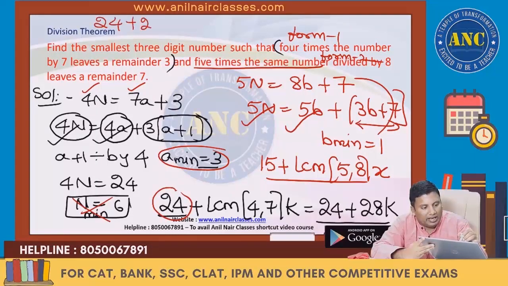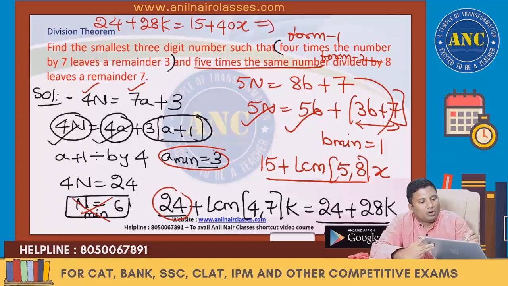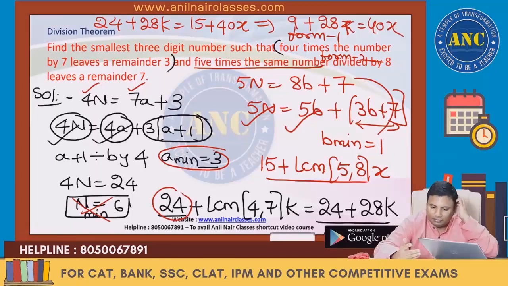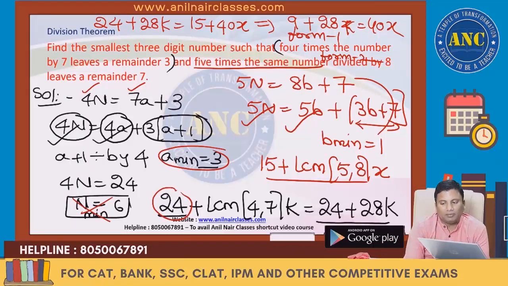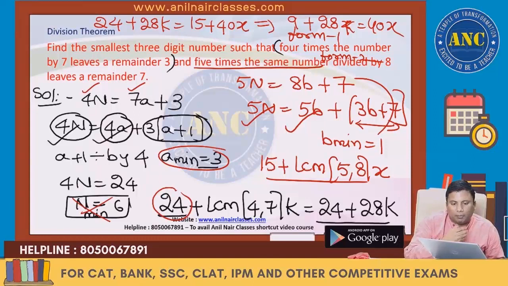24 plus 28k is equivalent to 15 plus 40x. So, this will become 24 minus 15 is 9, 9 plus 28k equivalent to 40x. Are you all with me? Idea clear? Equate both of them. Check what is the lowest value that will satisfy that one. In case you are not getting it, ask me. It is a little bit of a step-by-step process, but I hope the process is clear.